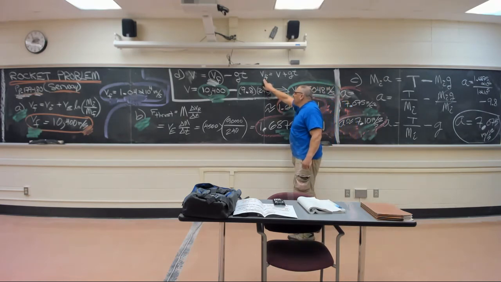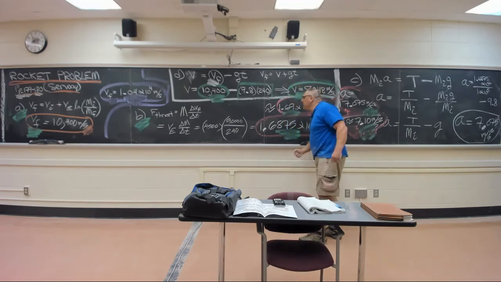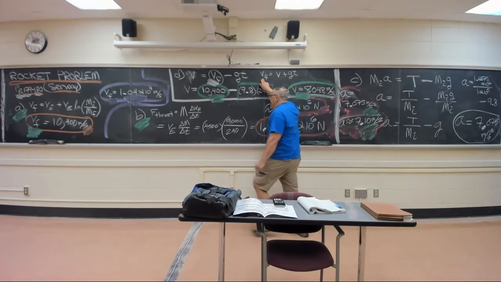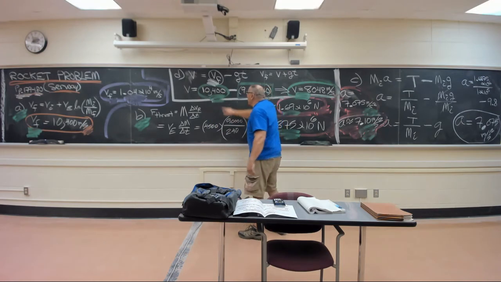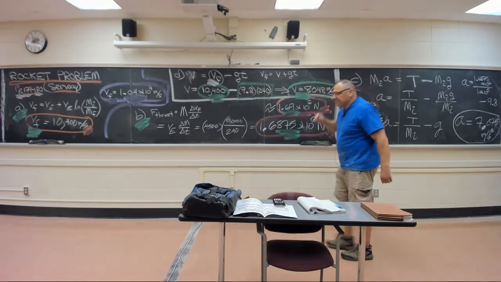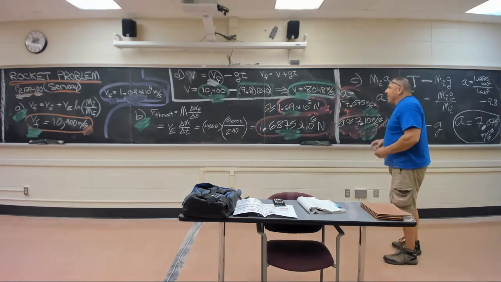What would the VF be? Well, if you're going 8,048 meters per second for 240 seconds, you've got G helping you come down. When you do come down, you're going to be going at 10,400 meters per second. That's crazy.